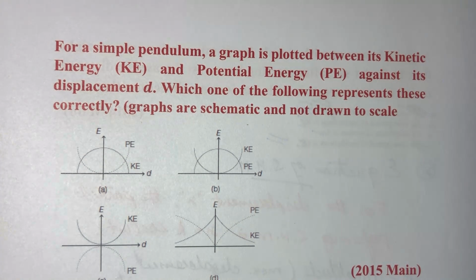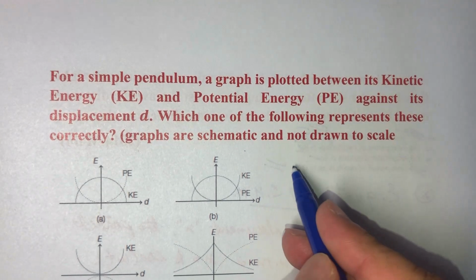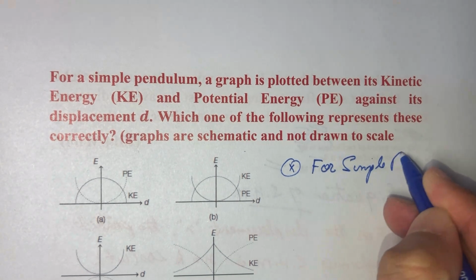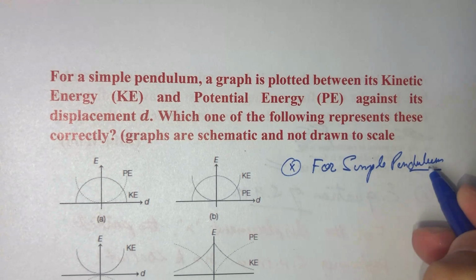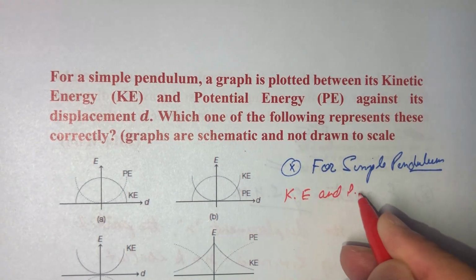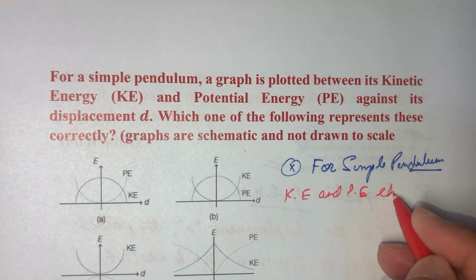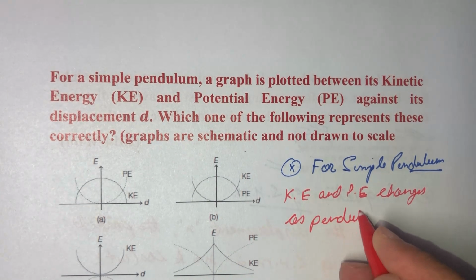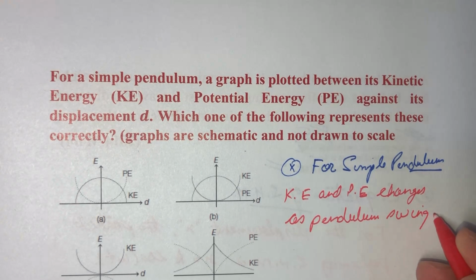So first of all, let's try to understand that in case of the simple pendulum, there is change of potential energy into kinetic energy and from kinetic energy to potential energy, as it goes from one position to another position. So we can say that for a simple pendulum, kinetic energy and potential energy change as the pendulum swings back and forth.